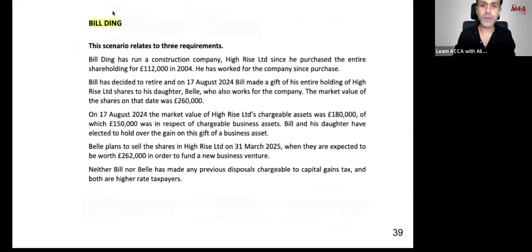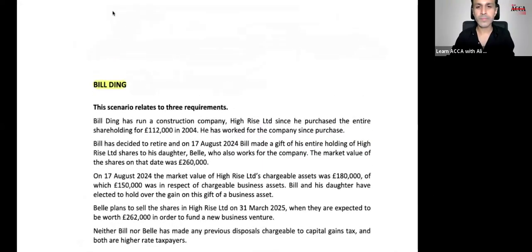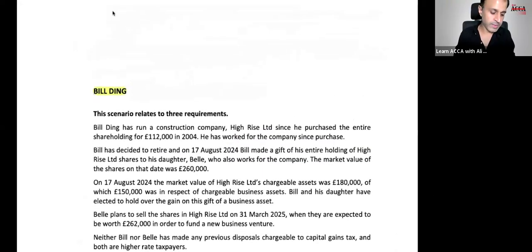Bill has run a construction company. The name of that one is High Rise. He purchased the entire shareholding for 112,000 in 2004, that's the cost that he has incurred in buying. He has worked for the company since purchase, decided to retire on this date, and made a gift of his entire holding of High Rise Limited shares to his daughter. So this is a gift of shares to a daughter. Belle is the name of the daughter, Bill is the father. The market value of the shares on that day was 260,000, the market value on the date of the gift.